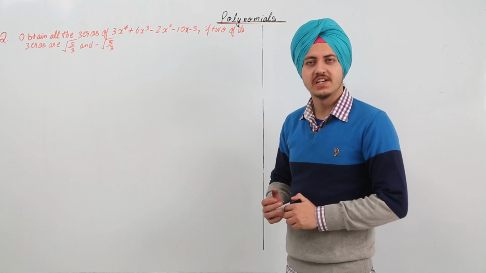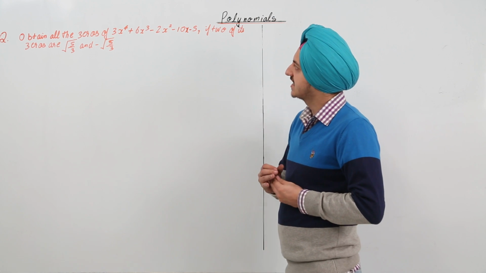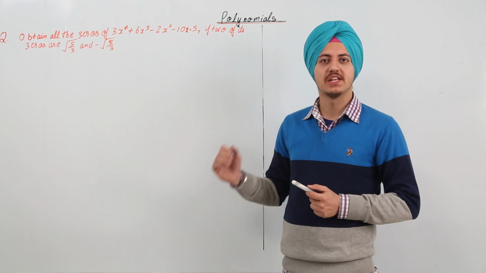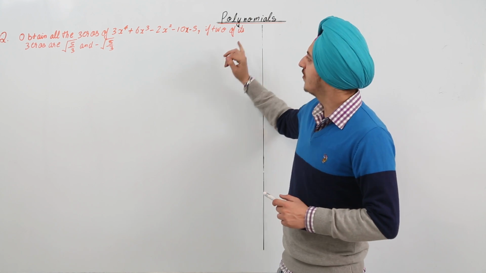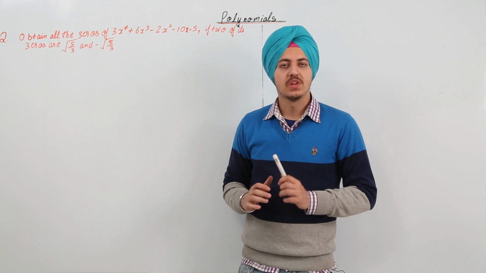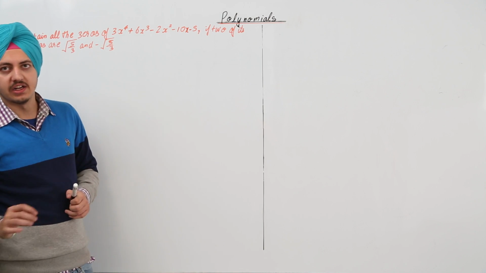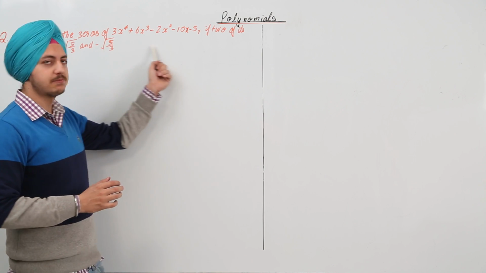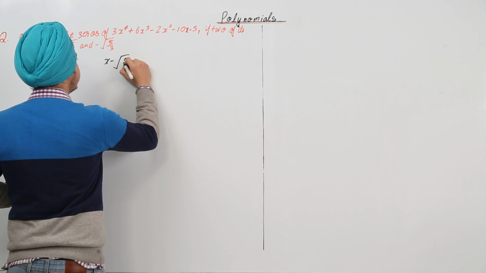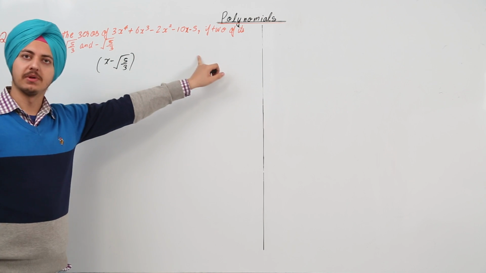Now the next question says, obtain all the zeros of 3x^4 - 6x^3 - 2x^2 - 10x - 5 if two of its zeros are √(5/3) and -√(5/3). Now we know that if √(5/3) is a zero of this polynomial, then x - √(5/3) will be a factor of this polynomial.